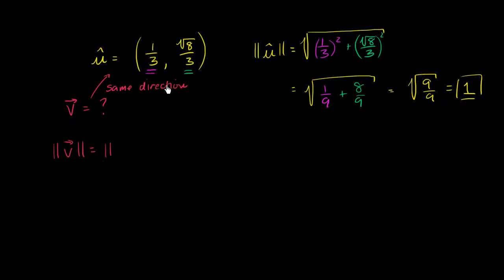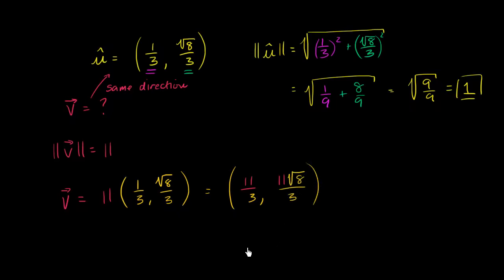Well, one way to think about it is if we just scale each of the components of u up by 11, then we will have gone in the same direction, but now we will have a magnitude 11 times as big. And if we started with a magnitude of 1, we'll now have a magnitude of 11. So we could say that vector v could be 11 times 1/3 comma square root of 8 over 3. And so what is this going to be equal to? This is going to be equal to 11 over 3, comma 11 square roots of 8 over 3.